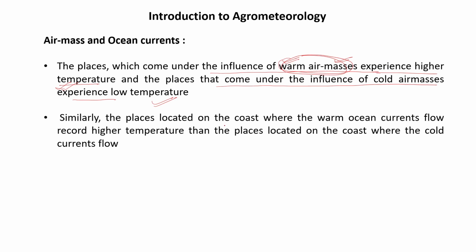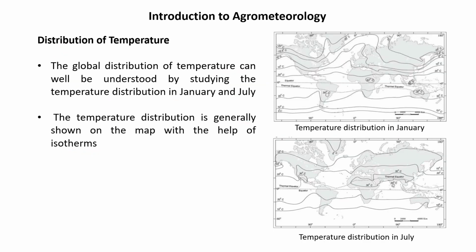Similarly, the place located on the coast where the warm ocean currents flow records higher temperature than the place located on the coast where the cold current flows. So the cold current will have the low temperature, and the warm ocean current will have the high temperature. Okay. So the air mass temperature decides the temperature of that particular place.